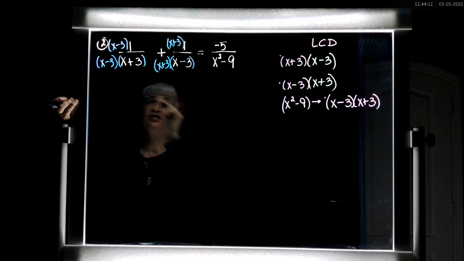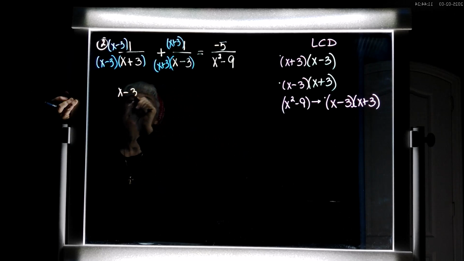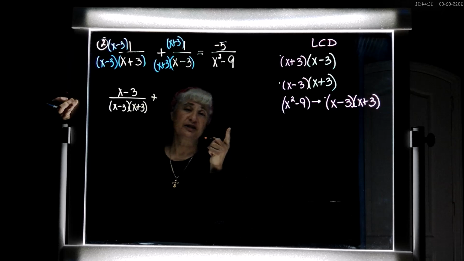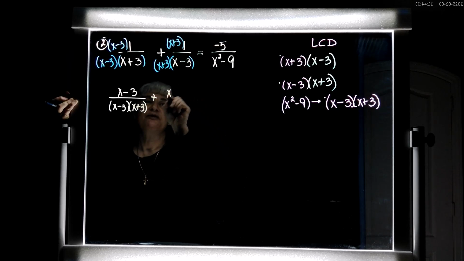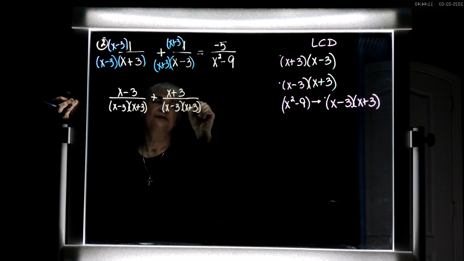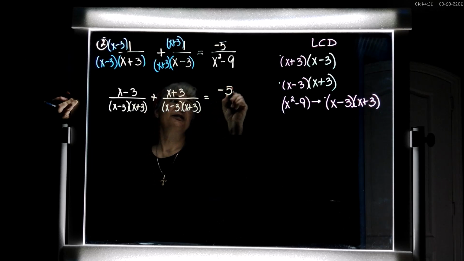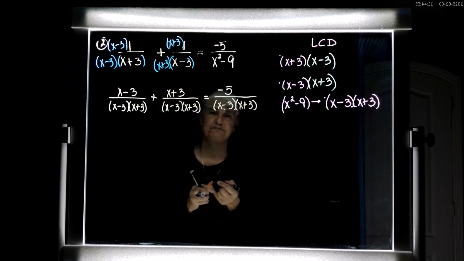Gratefully, 1 times anything is just itself. So I have x minus 3 over the common denominator plus fraction number 2. Yeah, there's a 1 up there, so gratefully it's just x plus 3 over the common denominator equals this third fraction, and I'm going to write the denominator in factored form just so it looks like the other two. It already matched up when we factored it, so okay.